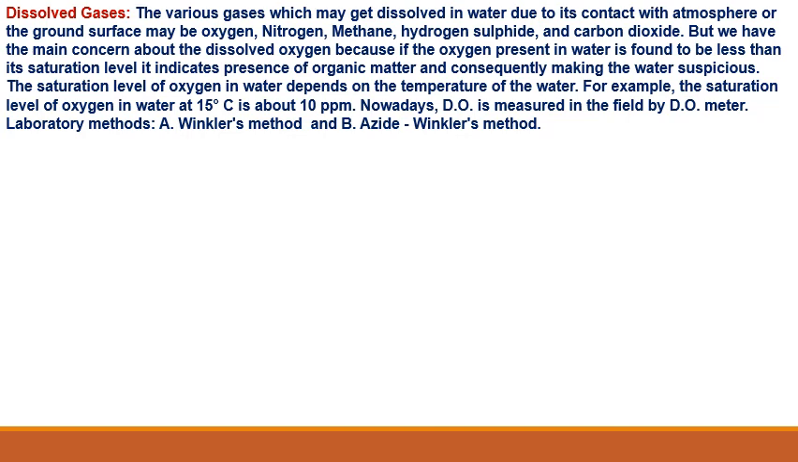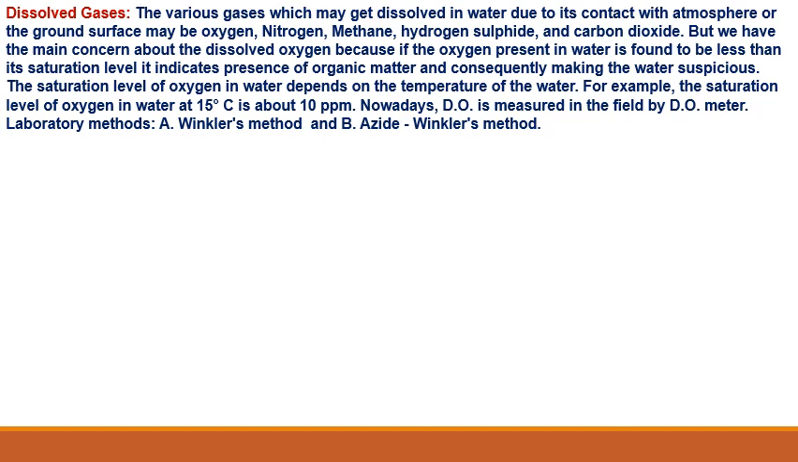The saturation level of oxygen in water depends on the temperature of the water. For example, the saturation level of oxygen in water at 15 degrees Celsius is about 10 ppm. Nowadays, DO is measured in the field by a DO meter. Laboratory methods for measuring dissolved oxygen are the Winkler method and the Azide-Winkler method.